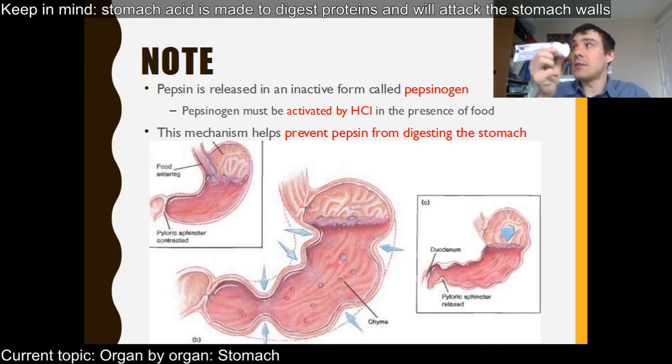And at the end, there's the sphincter. At the end, there's the pyloric sphincter. And if the pyloric sphincter is closed, the food just stays in the stomach and keeps on digesting. When it's been long enough, the pyloric sphincter will relax, and some food will come down through and start going into the small intestine.